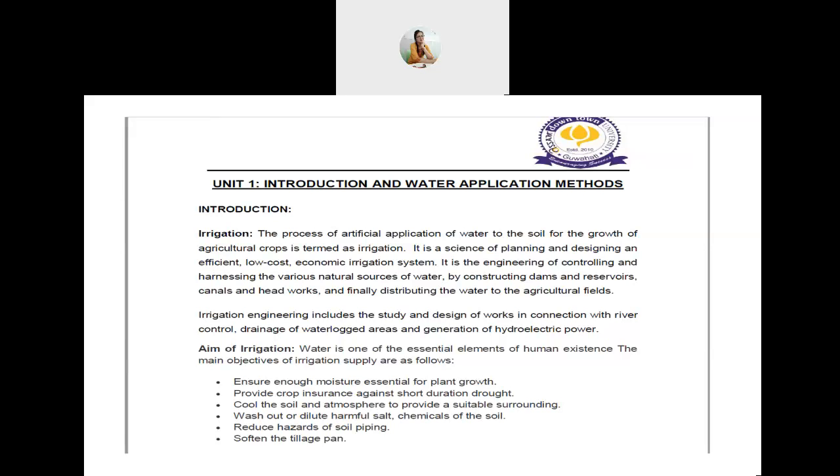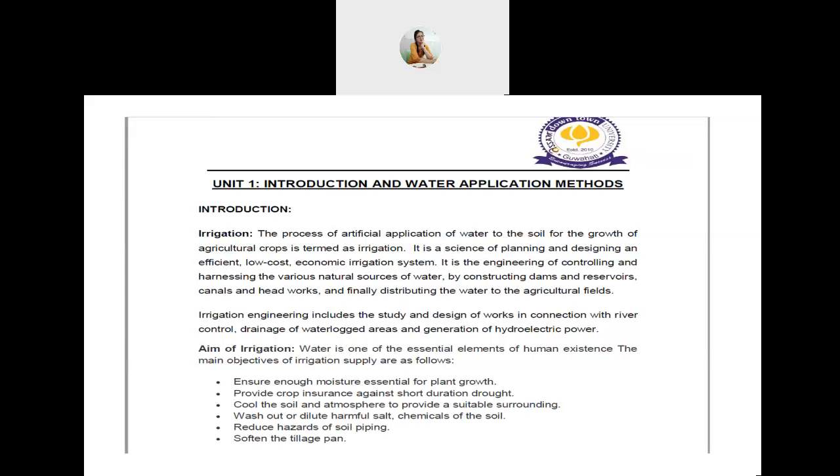What is irrigation? The process of artificial application of water to the soil for the growth of agricultural crops is termed as irrigation. It is a science of planning and designing an efficient, low-cost, economic irrigation system.